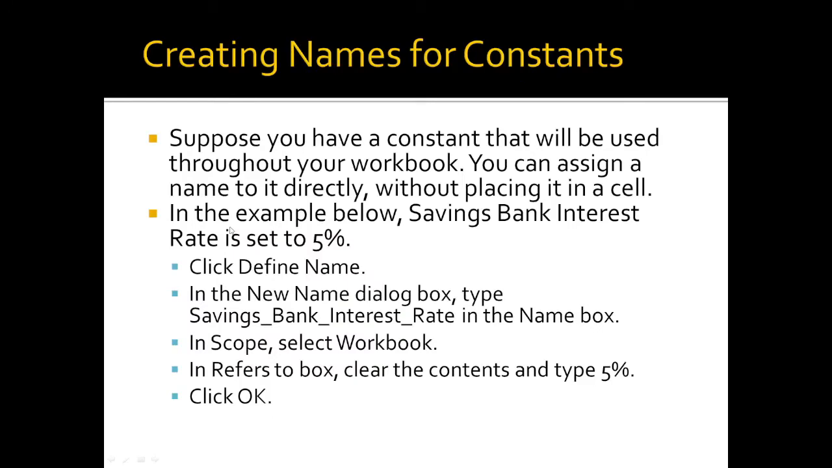Creating names for constants. Suppose you have a constant that will be used throughout your workbook. You can assign a name to it directly without placing it in a cell. In the example below, savings bank interest rate is set to 5%. So how do we do that? We click Define Name. In the New Name dialog box, type savings bank interest rate in the Name box. In the Scope, select Workbook. In the Refers to box, clear the contents and type 5%. And then we just click OK.